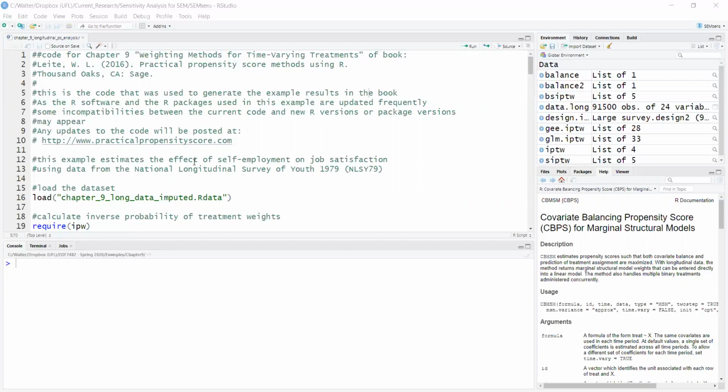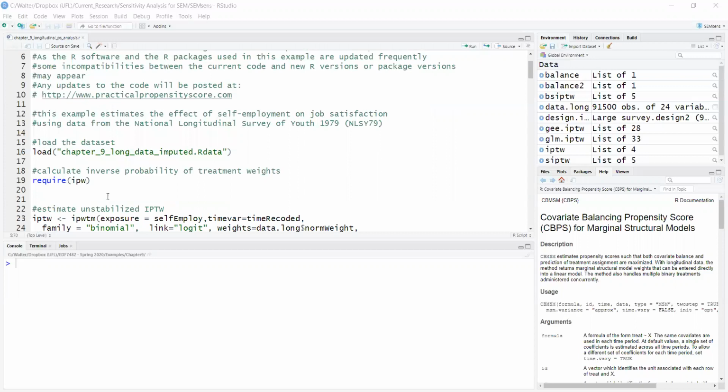Now, for these, we'll use inverse probability of treatment weighting, and the weights are a function of the covariates, time-varying covariates, time-invariant covariates, as well as previous treatment history and previous outcomes. To facilitate the analysis, we will use a package called EPW. First thing we'll do is load the data, and then load the EPW package.